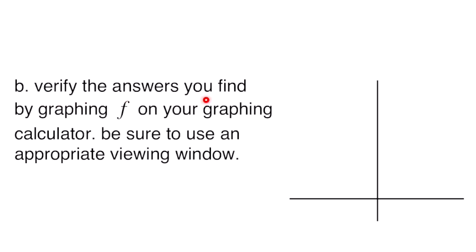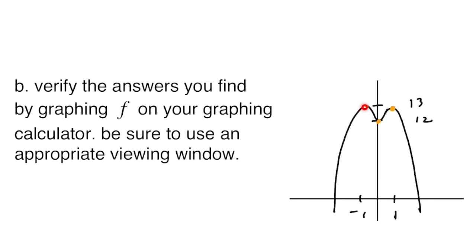Part B says verify the answers we got by graphing f on a calculator, and be sure to use an appropriate viewing window. And you can see the graph has a max at negative 1 and also at positive 1, and a local minimum at 0.